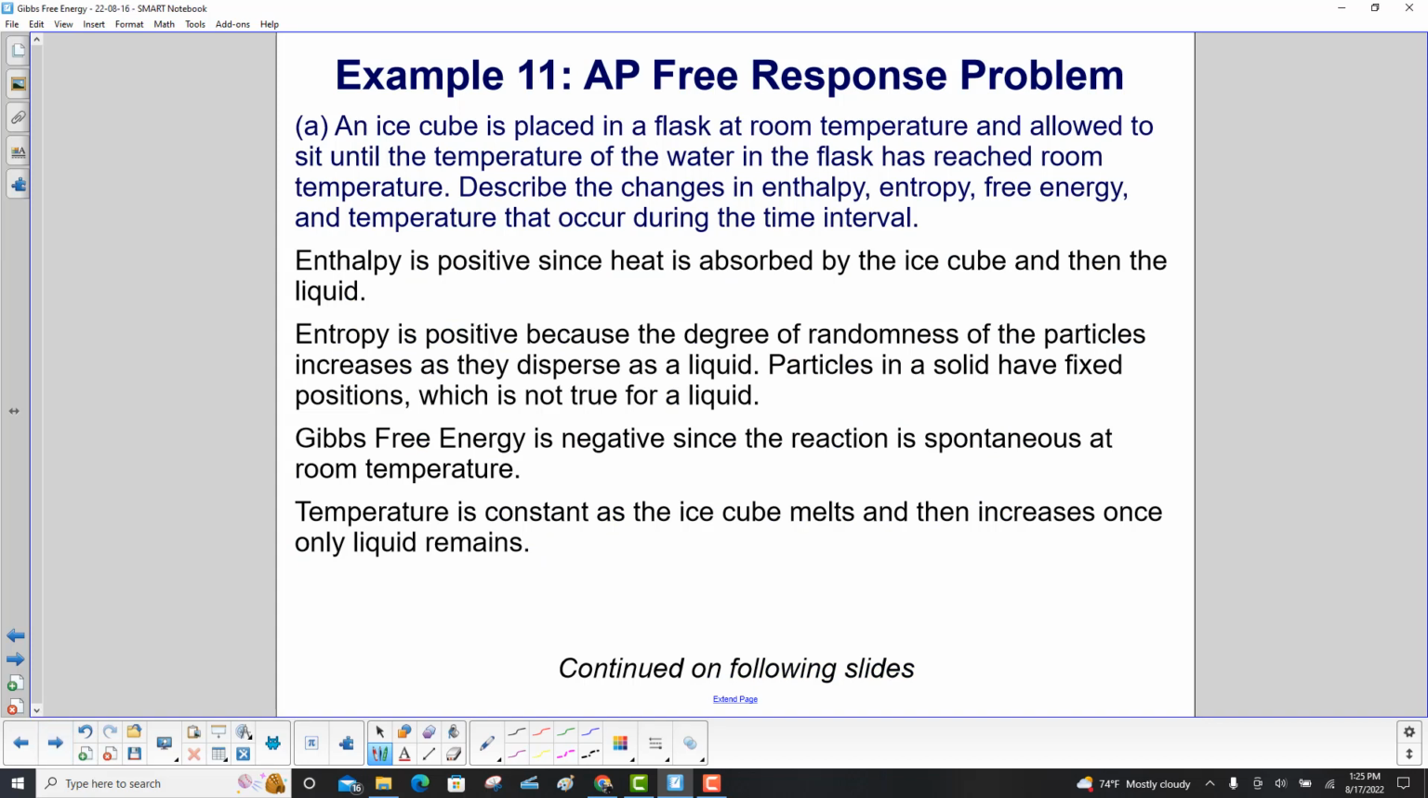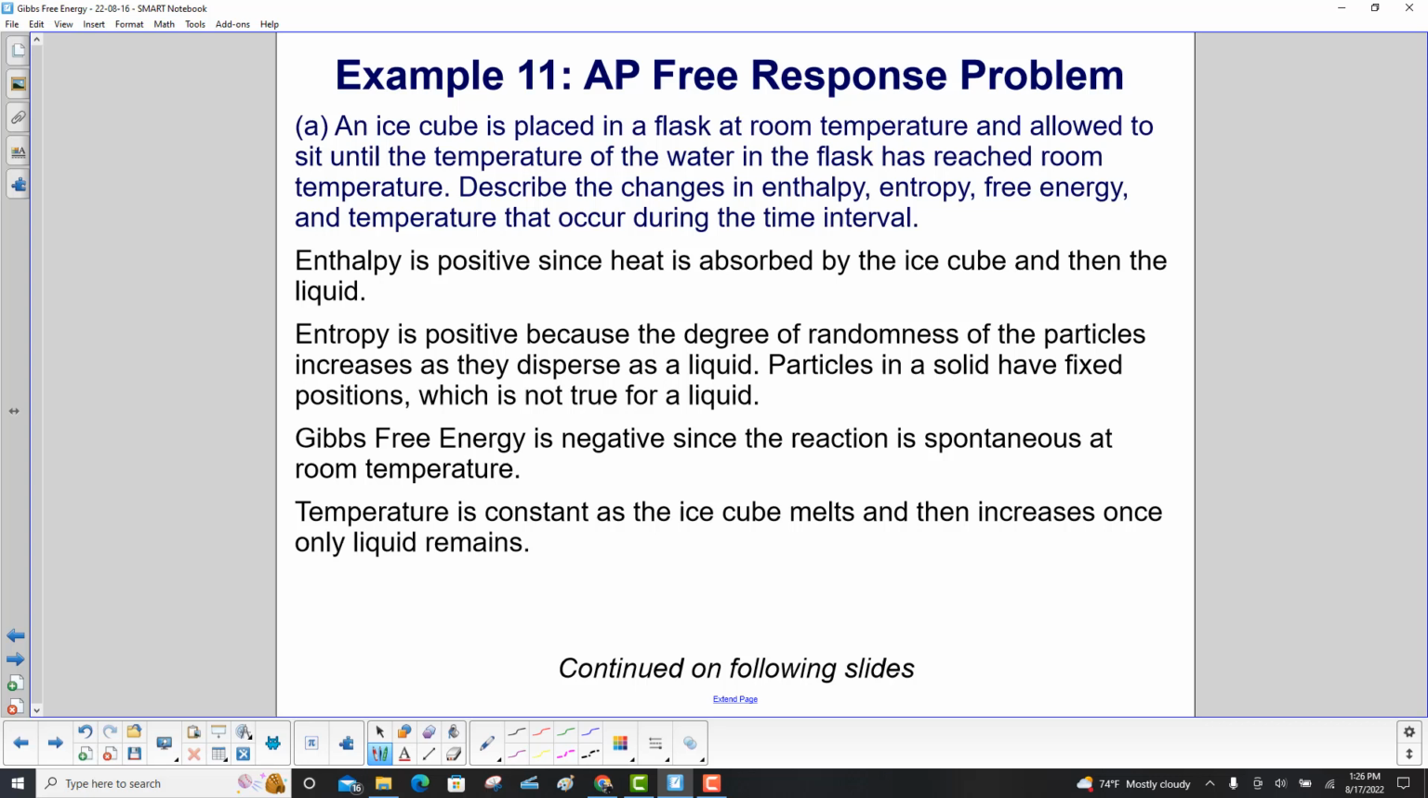Okay, so here's the ice cube. The enthalpy will be positive since heat is absorbed by the ice cube and then the liquid. Entropy is positive because the degree of randomness of the particles increases as they disperse as a liquid. Particles in a solid have fixed positions, which is not true for a liquid. Gibbs free energy is negative since the reaction is spontaneous at room temperature.